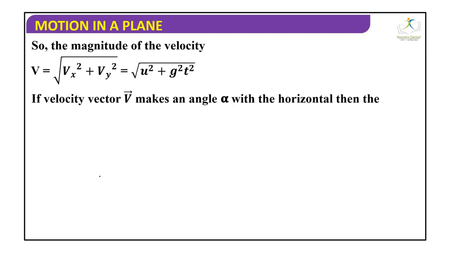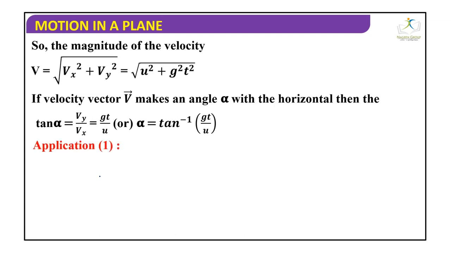If velocity vector v makes an angle alpha with the horizontal, then tan alpha is equal to Vy by Vx, which is equal to gt by u, or alpha is equal to tan inverse of gt by u.